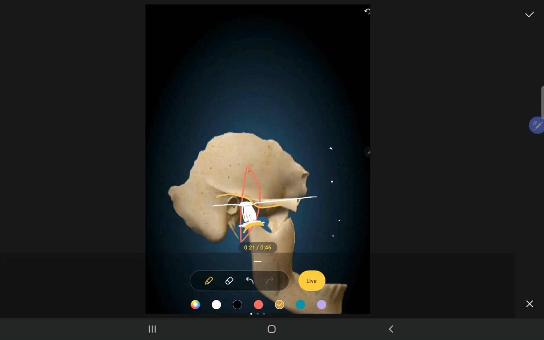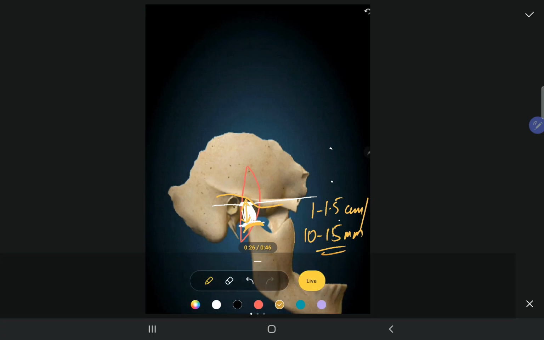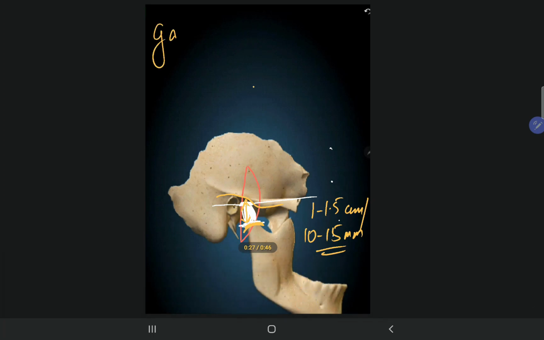Patient can nicely eat. Even the speech is not compromised, chewing is not compromised. Patient can also maintain the oral hygiene. So, what we do is, we create a gap, and this gap is at least 1 to 1.5 centimeters, or you can say 10 to 15 millimeters, one and the same thing, right. So, you have created a gap, and this procedure is known as gap arthroplasty.